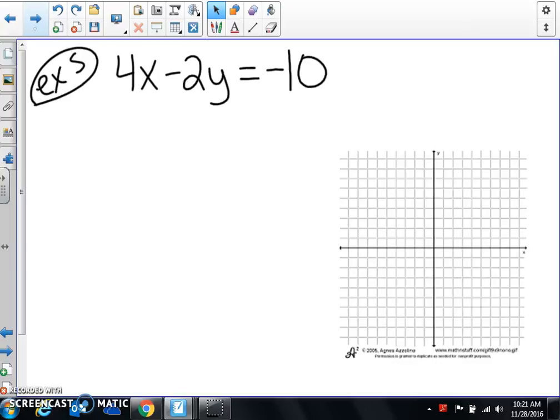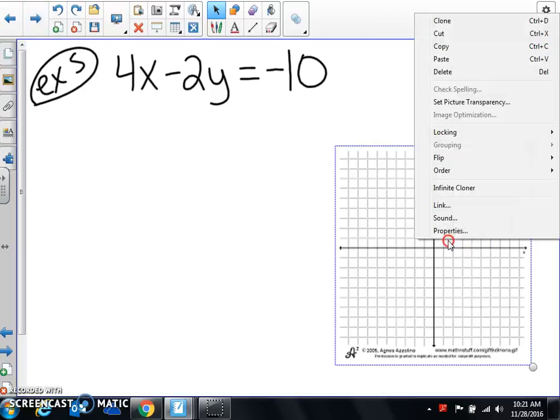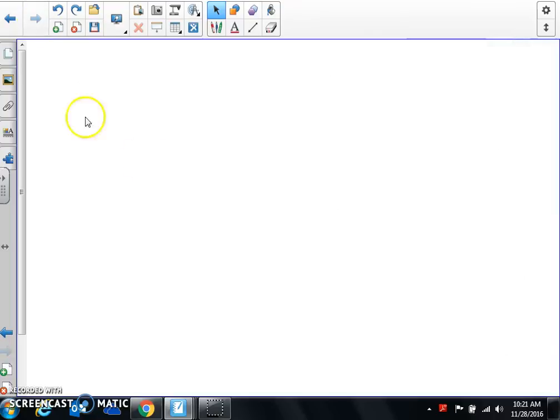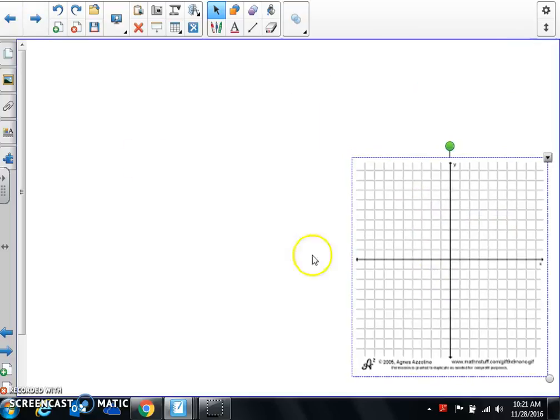And example 5. All right, and actually we're going to do one more example. Let me really quickly copy. We'll do one more after this. Sorry. I want to give you one more example.